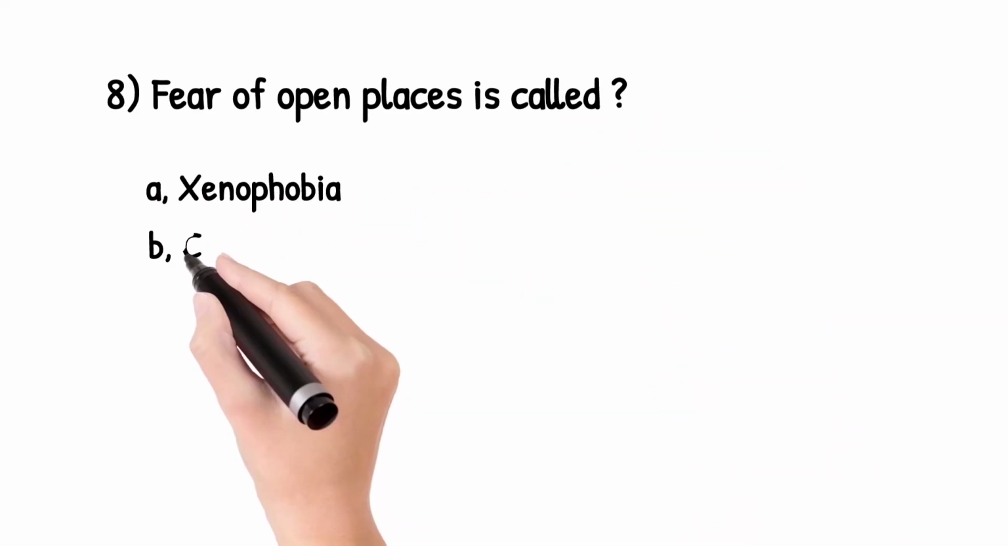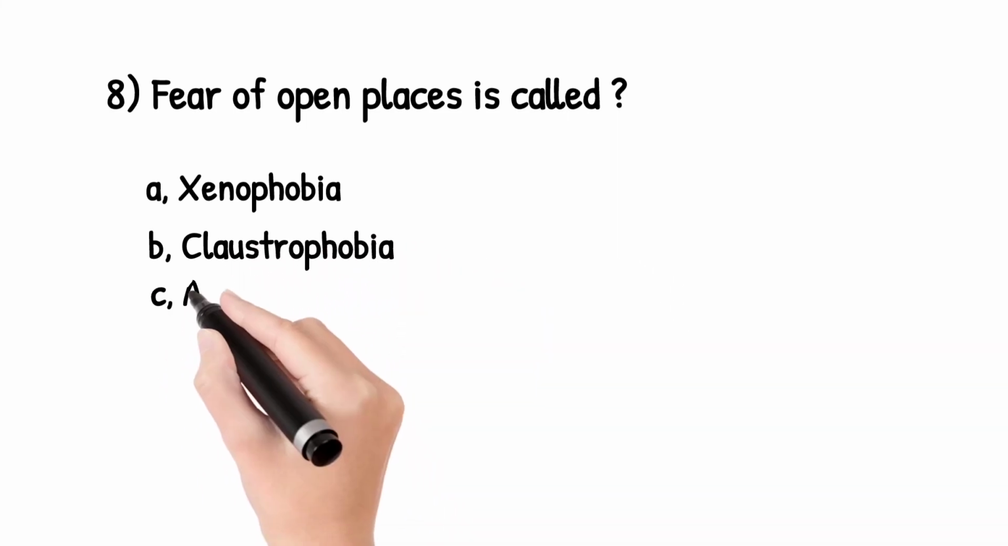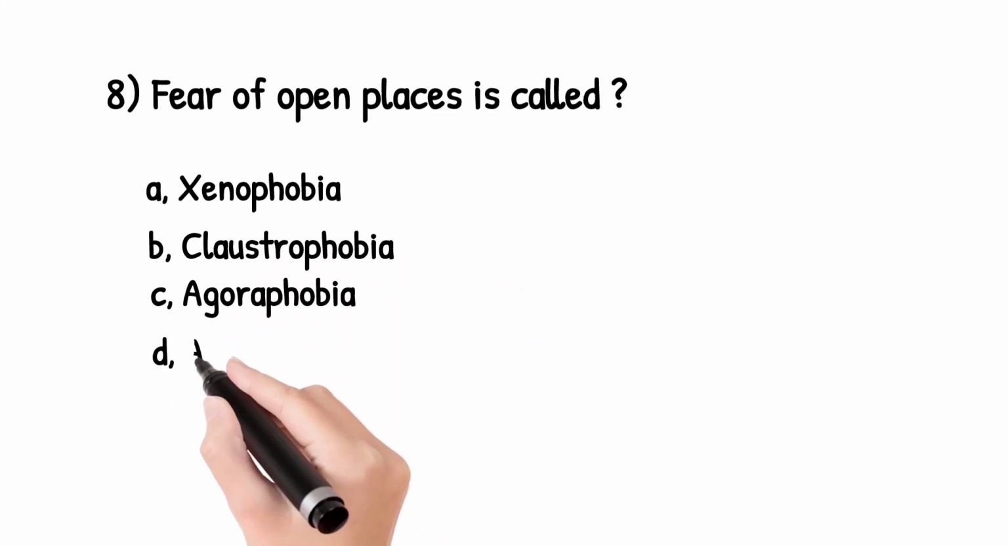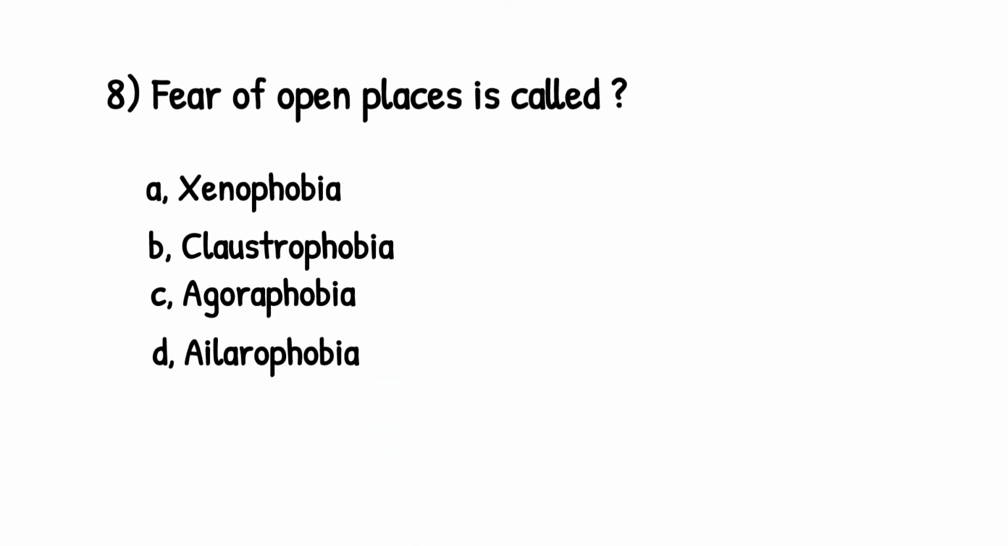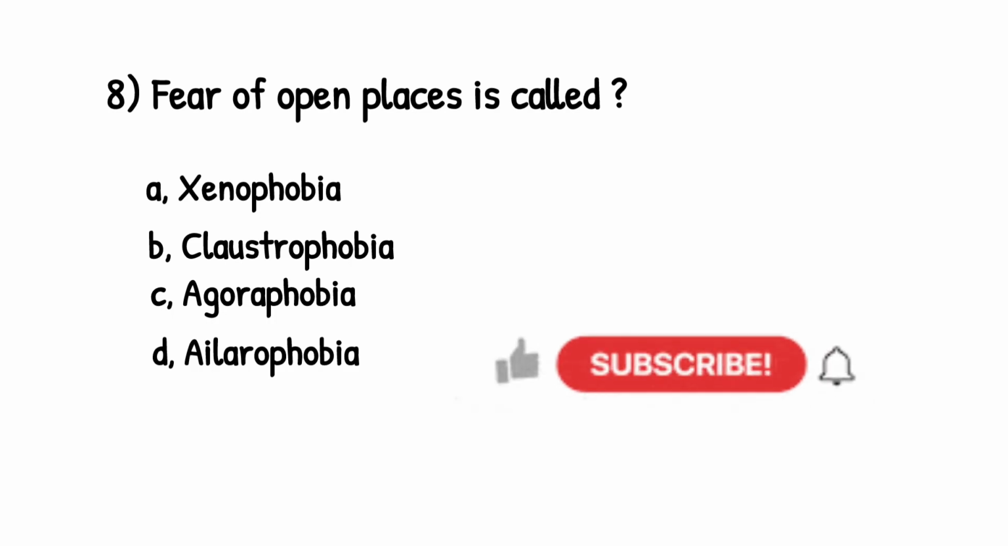Fear of open places is called: option A, xenophobia; option B, claustrophobia; option C, agoraphobia; option D, ailurophobia. The answer is option C, agoraphobia. Agoraphobia is a fear of open spaces. Xenophobia is fear of strangers. Claustrophobia is fear of closed spaces. Ailurophobia is fear of cats.